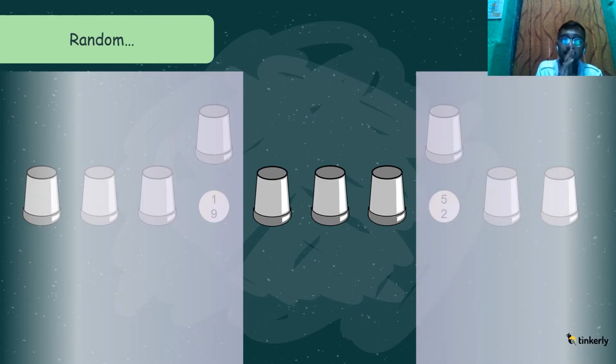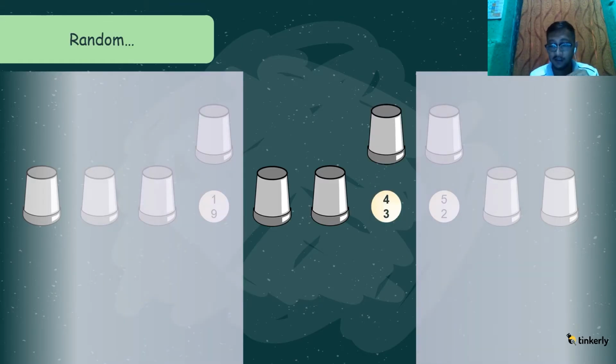So how many glasses are left? These are the 3 glasses. So I will pick the middle one. So this is 43. So how many steps will it take? It will take 3 steps.